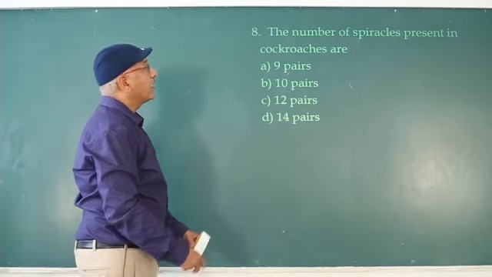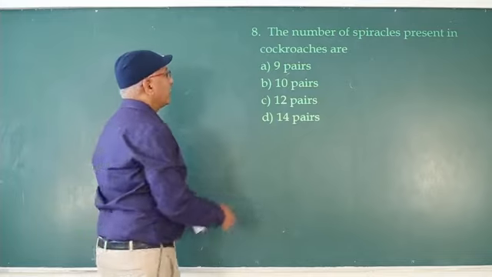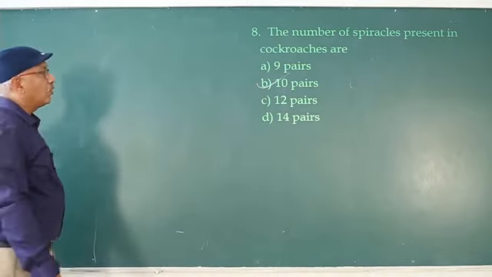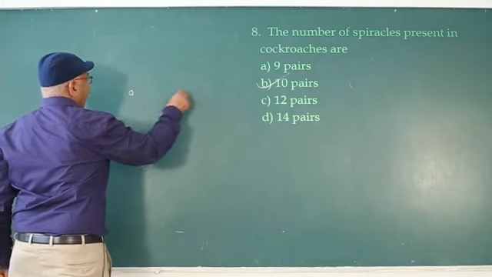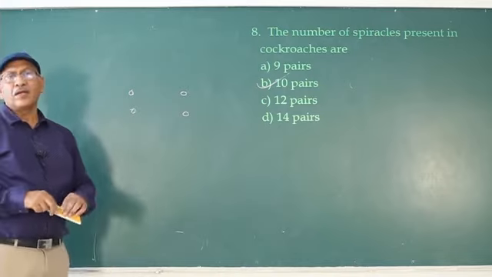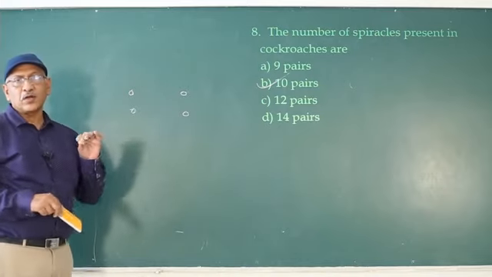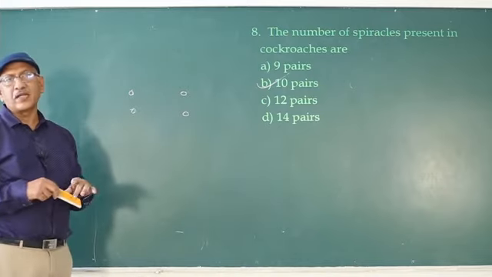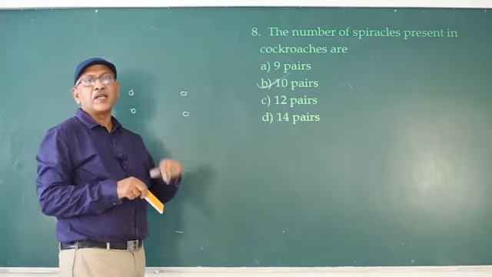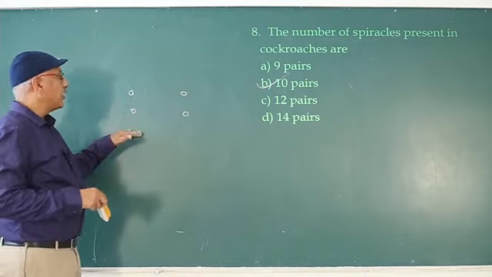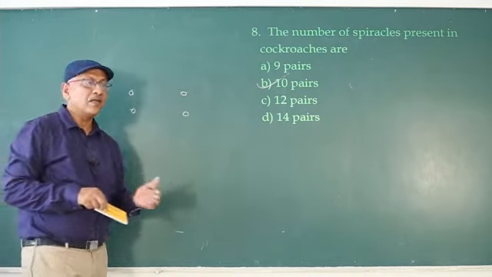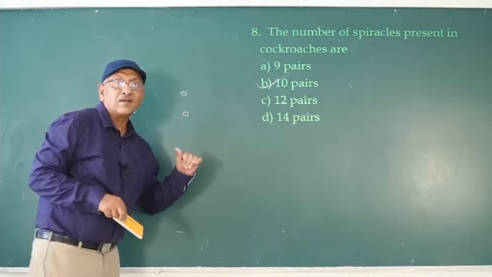The number of spiracles present in cockroach is 10 pairs. 10 pairs of spiracles present in cockroach. 2 pairs of spiracles in the thorax, 1 pair in mesothorax, another pair in metathorax. In cockroach, prothorax, the first thoracic segment, is without spiracles. In the abdomen, the first 8 abdominal segments contain spiracles. During inspiration, thoracic spiracles are functional. During expiration, abdominal spiracles are functional.